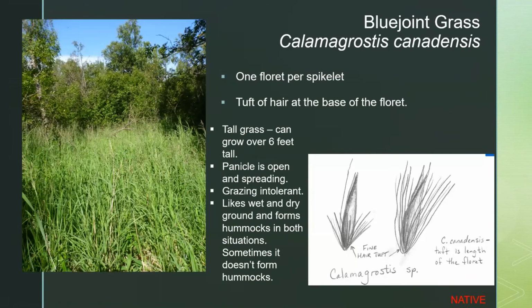Blue joint grass is our most common grass here on the peninsula. It's distinct with one floret per spikelet, and it's got a tuft of hair at the base of that spikelet. It's a very tall grass and grows over 6 feet.